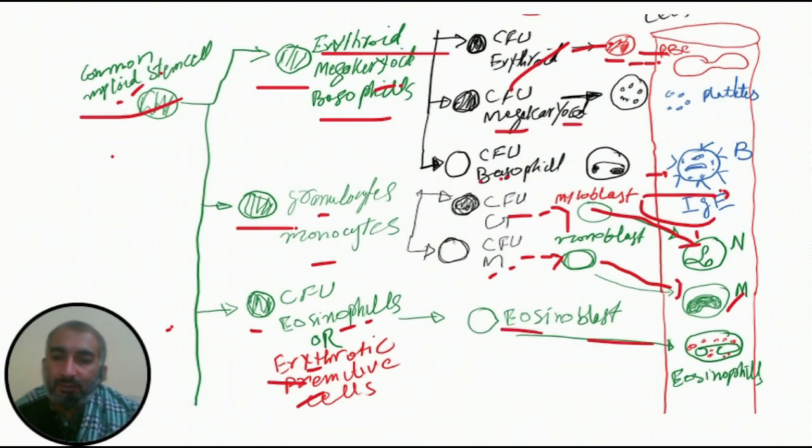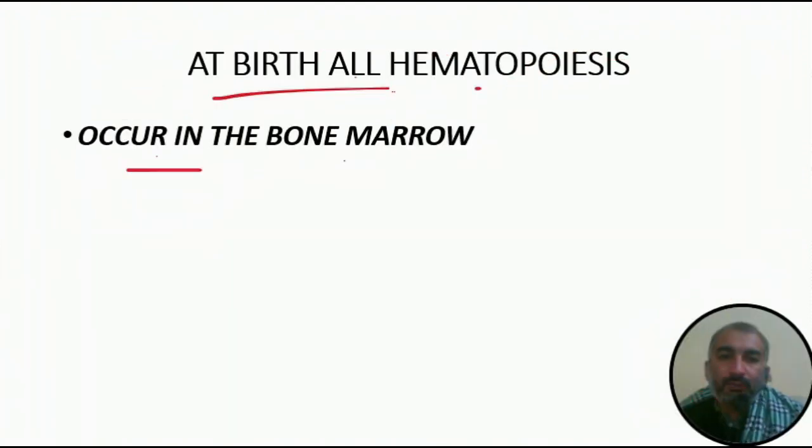Then the eosinoblast, which is derived from the colony forming unit erythroid primitive cell, gives rise to eosinophils. They have a bilobed nucleus and red granules in them. That's why they are called eosinophils. They pick up red dye. At the time of birth, all the hematopoiesis will occur in the bone marrow.